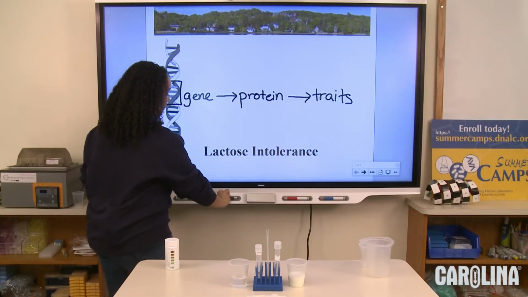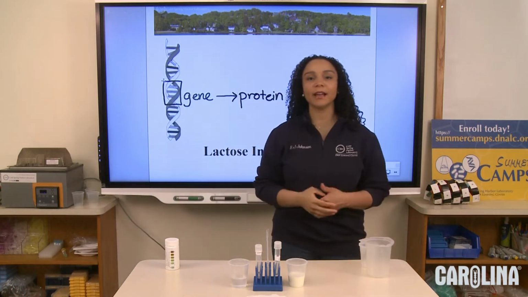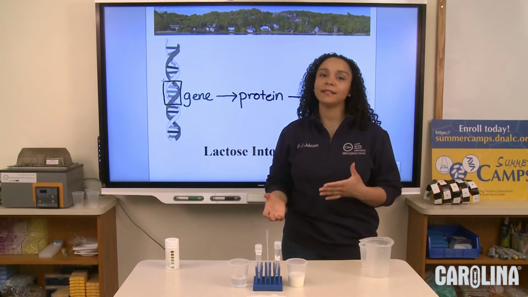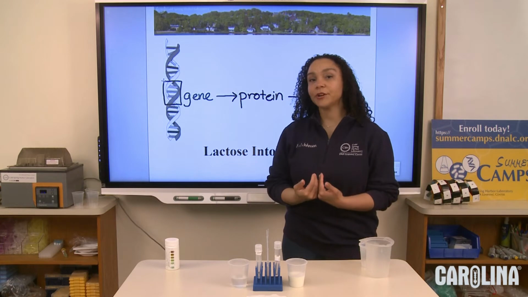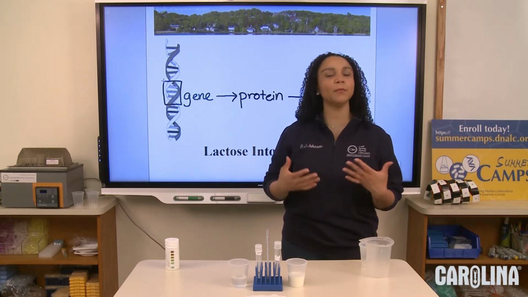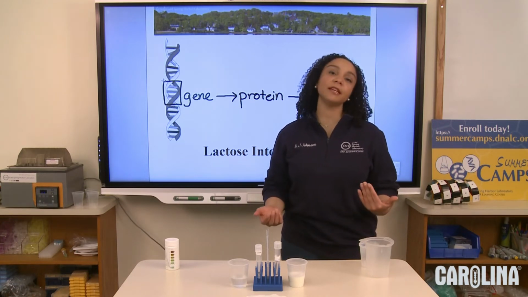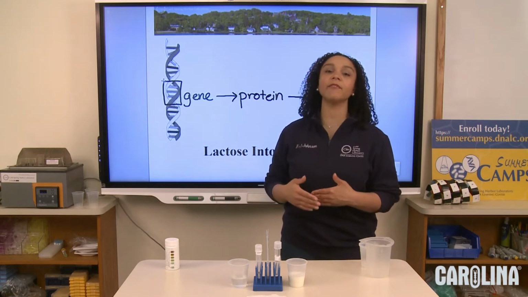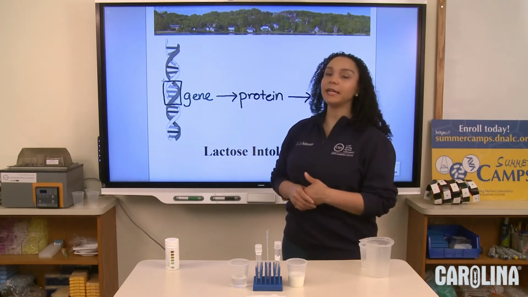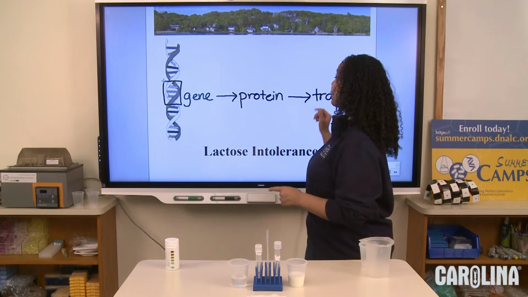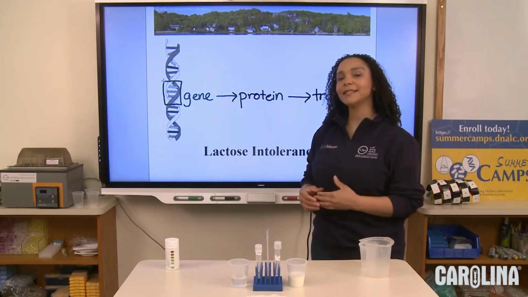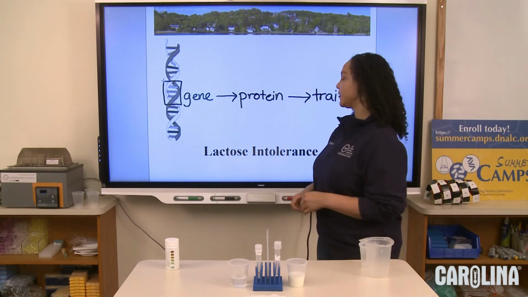A trait is just a unique characteristic that we have. One of my traits is the fact that I have curly hair. Some people mention eye color. Even the things we don't see, which are inside of our body, are encoded for in our genes. The trait we're going to be discussing today is that of lactose intolerance.